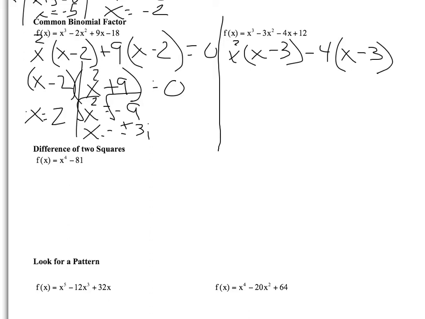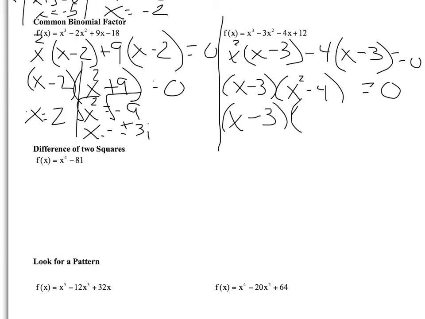So the reason I took out that negative 4 was so that way my parentheses would match up. Since my parentheses match up, I write it in front. Then I write what's left. If I'm solving, I set it equal to 0. Now I do see x squared minus 4 does factor further. It is a difference of two perfect squares. It factors to x plus 2 and x minus 2.